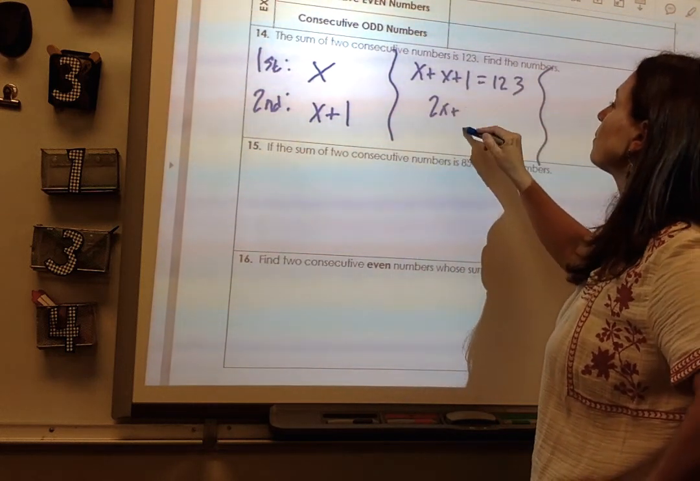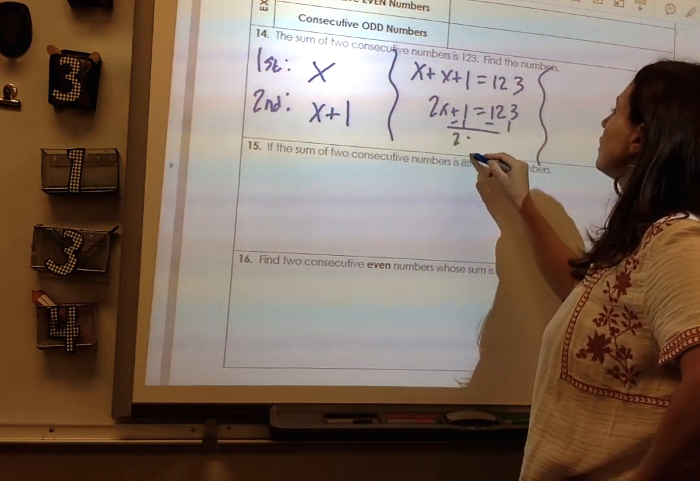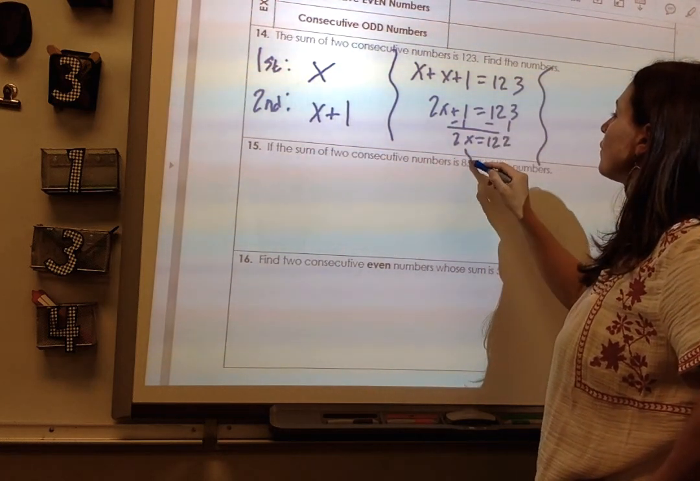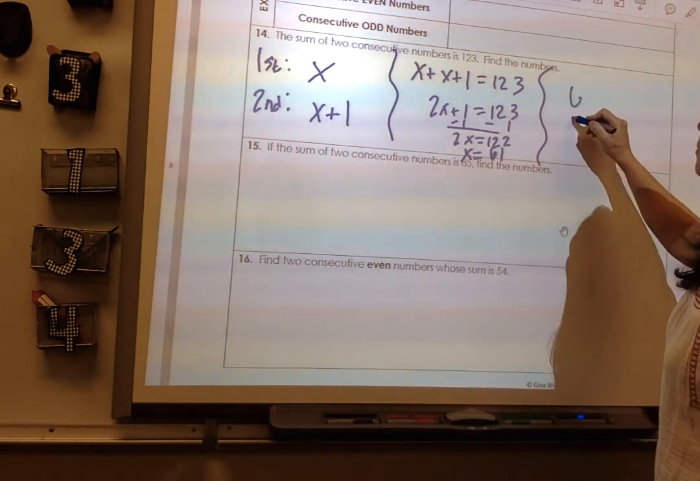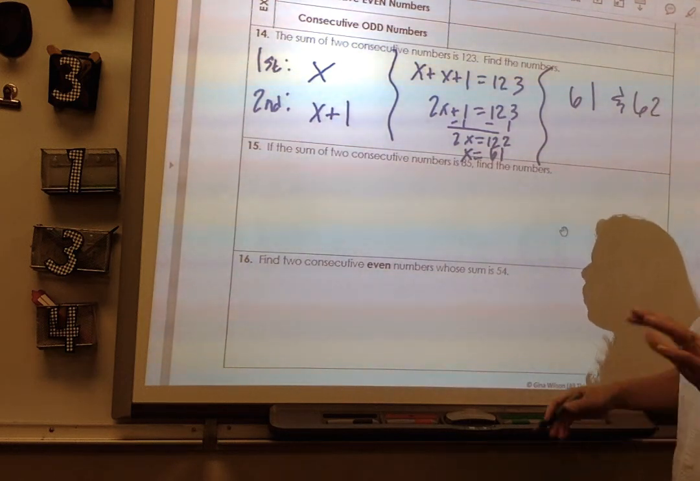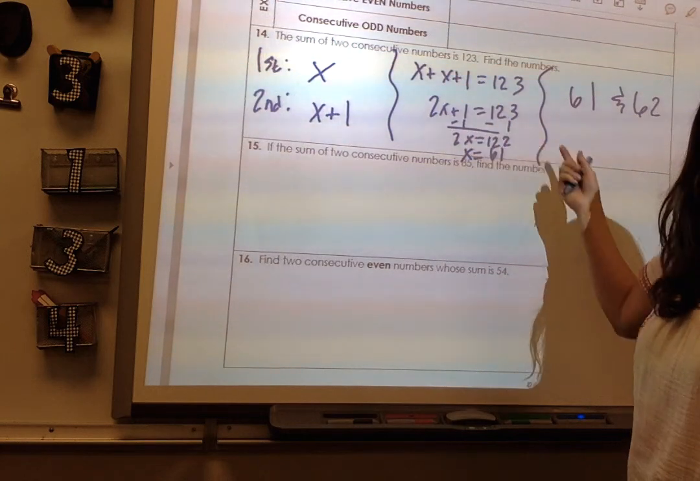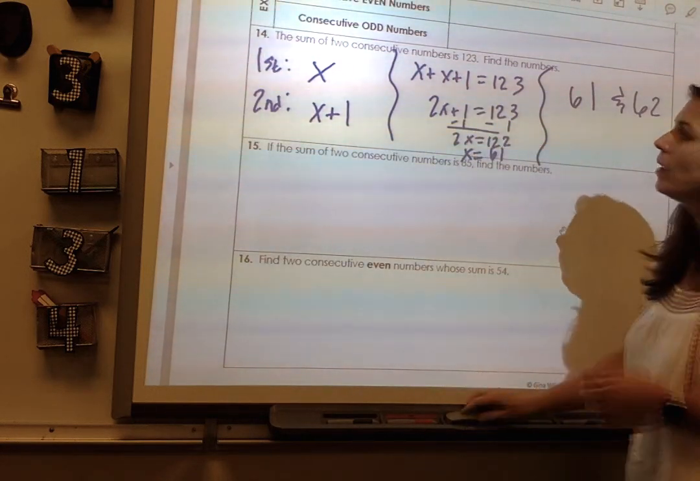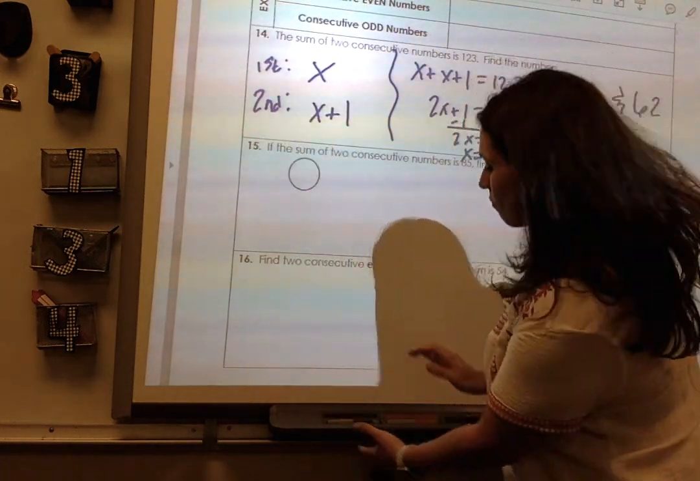So I get 2x plus 1 equals 123. Subtract 1, 2x equals 122, divide by 2, and x equals 61. So my numbers are 61, and then the next one after that is 62, and I'm going to check real quick. If I add those up, does it add to 123? It does, so it checks out. Okay? So 14 is done.